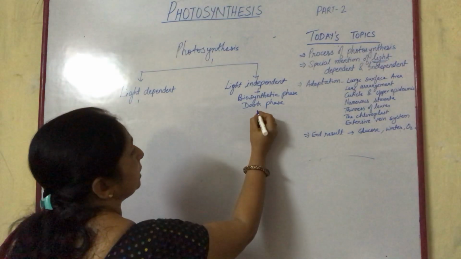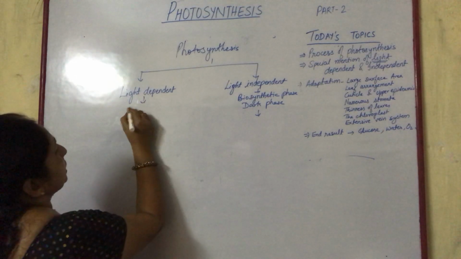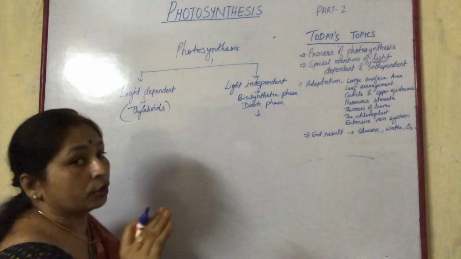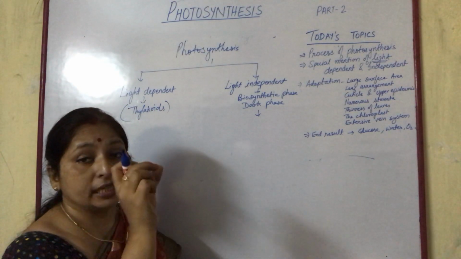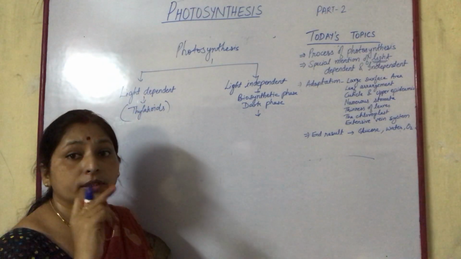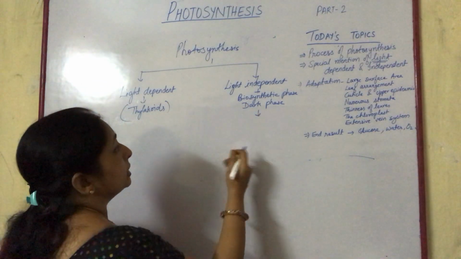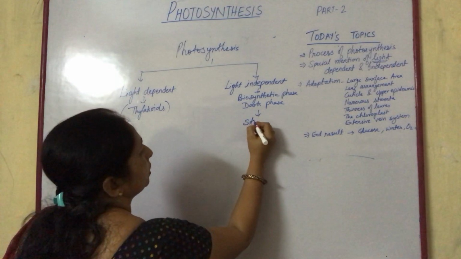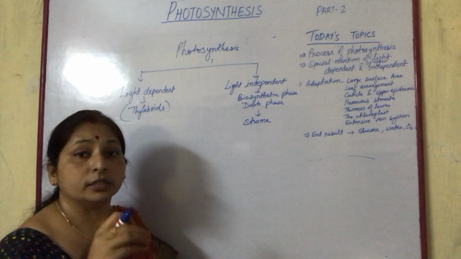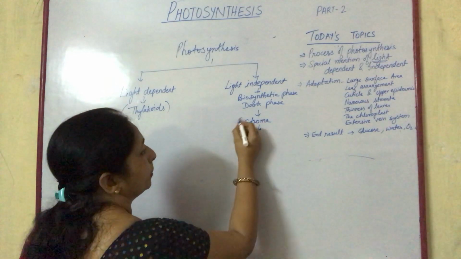One more thing: the light dependent phase takes place in the thylakoids of the chloroplast, the coin-like structures. The thin outer membrane of the thylakoid is the location for the light dependent process. While for the light independent phase, the stroma, the granular substance of the chloroplast, is the location for the biosynthetic phase of photosynthesis. So it takes place in the stroma.